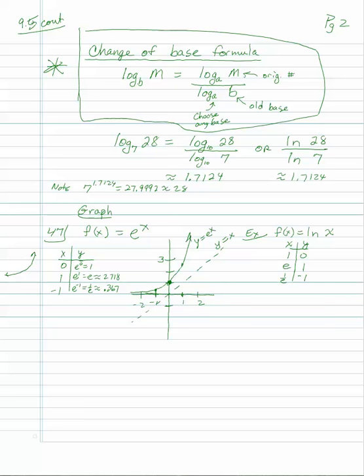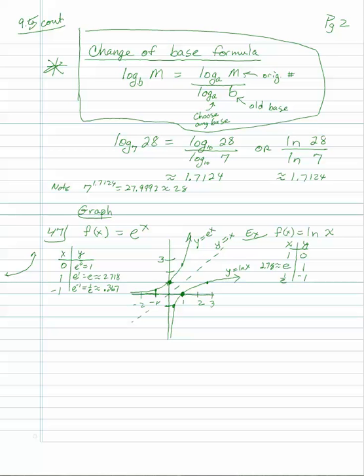So let's see, remember this is about 2.718. 2.718, 1, 1, 0. So we're going to get this one. So that's the logarithm function. Okay? All right. And then all the rules about shifting it, it's all the same.